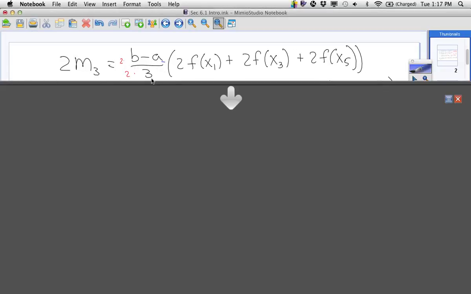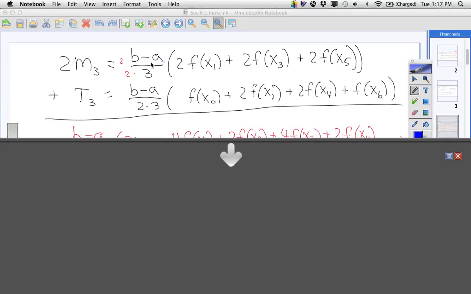So I got my B minus A divided by 3. But then I got to multiply by 2. So I'm going to move the 2 through the parentheses. So that's where those 2's come from. Okay, so I multiply by 2. So the question is, well, how did 4 get there? Right? Well, now I want to add these together.